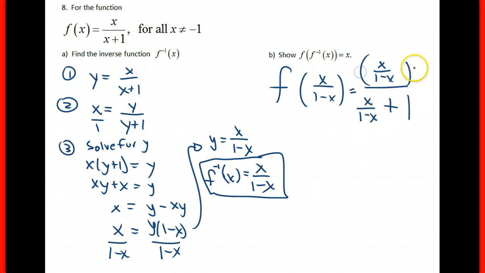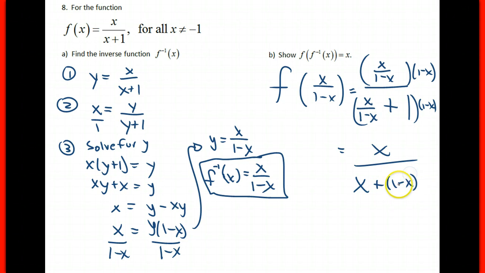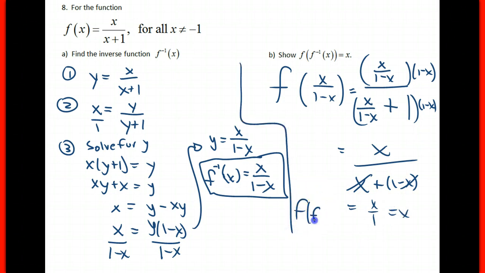Multiplying everything by 1 minus x will leave us with x in the numerator, x in the denominator, and a 1 minus x also in the denominator. And these x's will cancel each other out, leaving us with x over 1 or x. And so f of f inverse is equal to x.